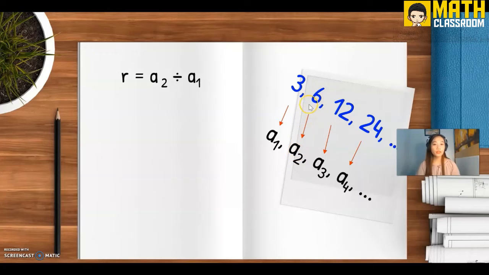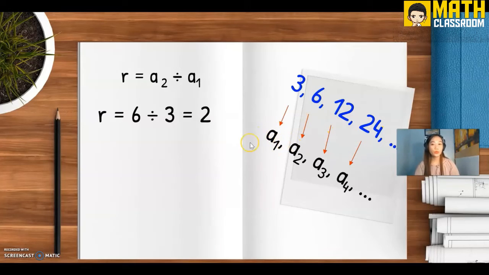What is the previous term of 6, which is our a sub 2? It's 3. So we can divide: r equals 6 divided by 3, a sub 2 divided by a sub 1, which is equal to 2. Next, just like in arithmetic sequence, we need to find all the ratios of each term divided by its previous term, until 24.